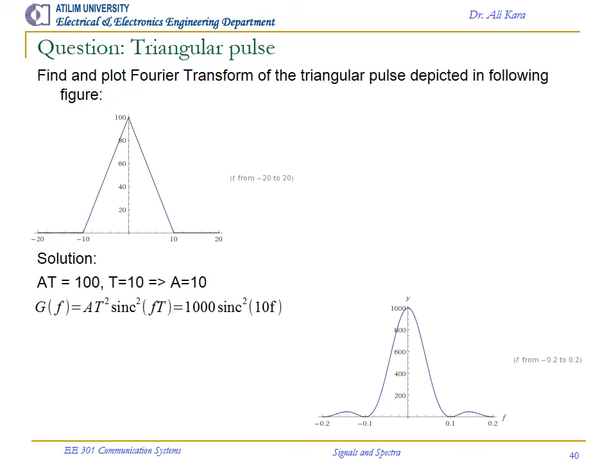Question. Triangular pulse. Find and plot the Fourier transform of the triangular pulse depicted in the following figure. Solution. Look at the graph and see that a times D equals 100. Also, D is equal to 10. So, a is also 10. Using the formula from the previous slides, you get the result as 1000 sinc squared of 10f.